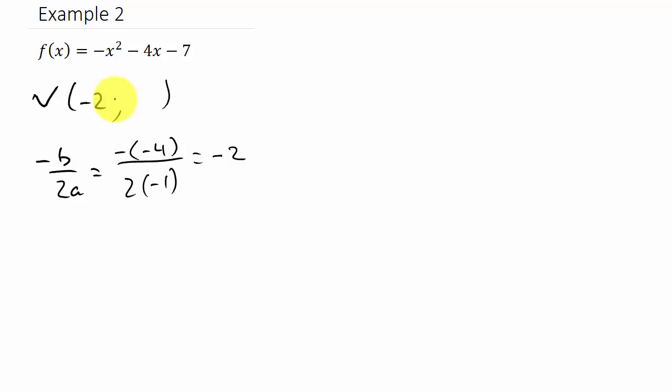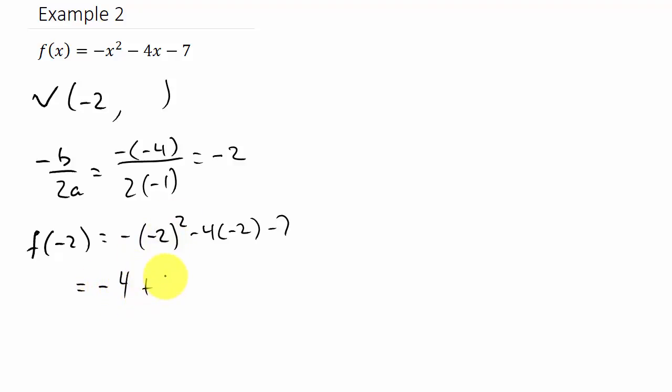Now we need to find our y coordinate. So how do we find the y coordinate? Well, we just take our x coordinate, plug it in for x. So I have f of negative 2 is negative. See, that's that negative sign. And then I'm plugging the negative 2 in for x. So that's negative 2 squared minus 4 times negative 2 minus 7. And so this is going to give us our negative sign, and then negative 2 squared is 4, plus 8 minus 7. And that is going to give us, let's see, that's going to be 1, so that's just going to be negative 3.